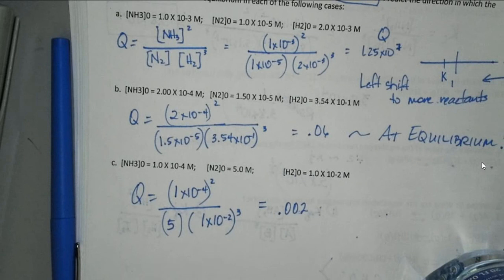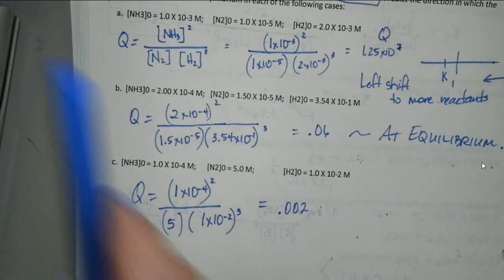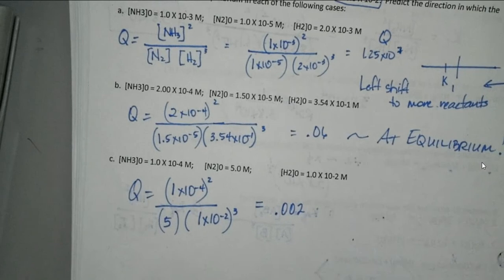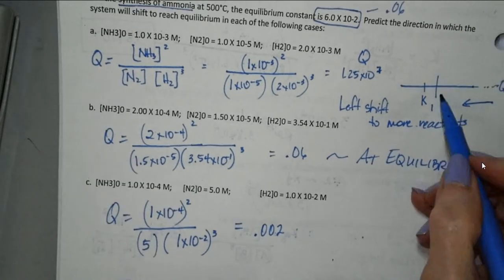Which way is it going to have to shift to get to equilibrium? Right. So if we have our K is 0.06 and we have this number is 0.002, it's going to have to shift right to get to equilibrium. So more what?